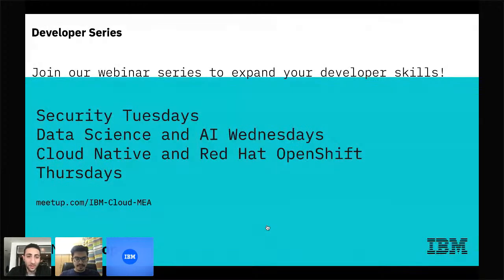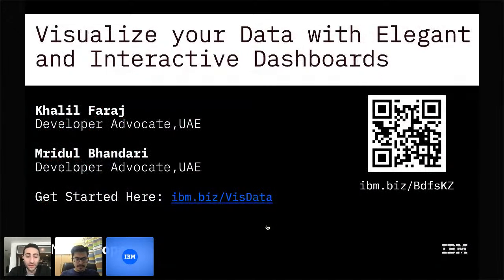We usually try to talk on different topics. We have security on Tuesdays. We discuss data science and AI on Wednesdays, and cloud native and Red Hat OpenShift on Thursdays. Because today is Wednesday, of course, we're going to talk about data. We will see how we can visualize our data with elegant interactive dashboards.